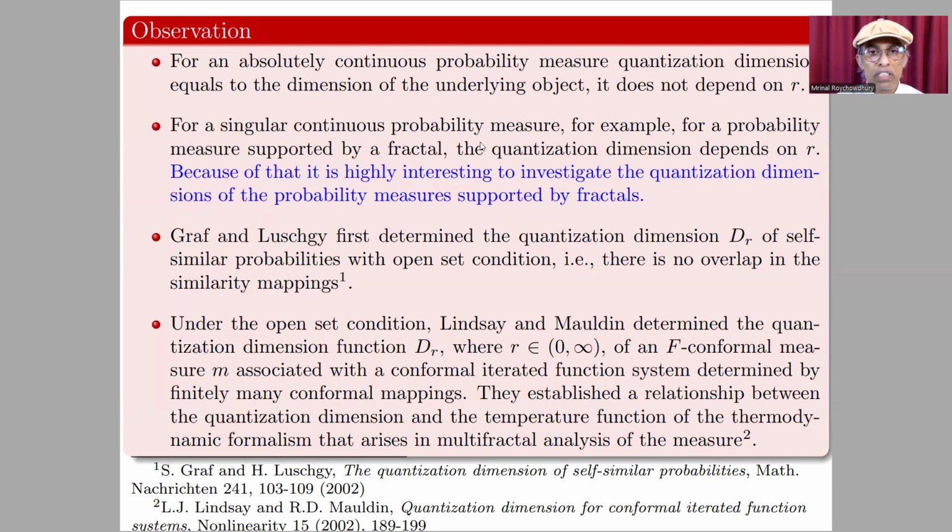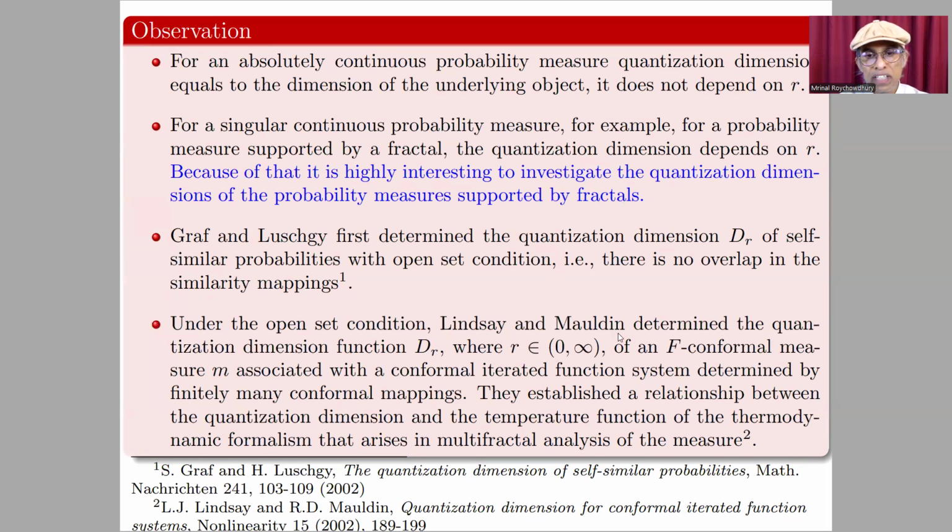For a singular continuous probability measure, for example, a probability measure supported by a fractal, the quantization dimension depends on r. Because of that, it is highly interesting to investigate the quantization dimensions of the probability measures supported by fractals. Graf and Luschgy first determined the quantization dimension of self-similar probabilities with the open set condition. That is, there is no overlap in the similarity mappings.